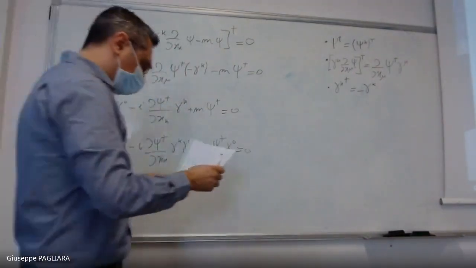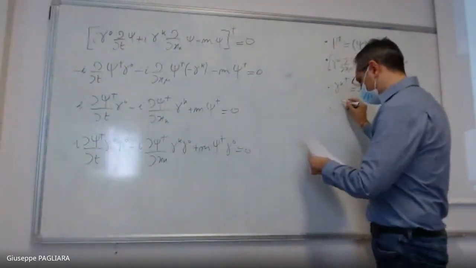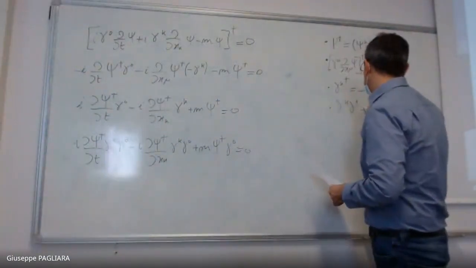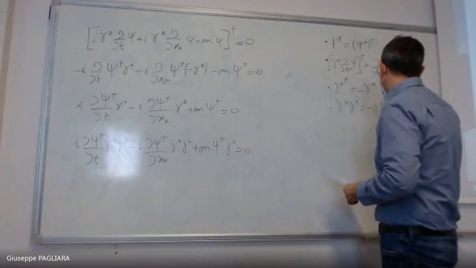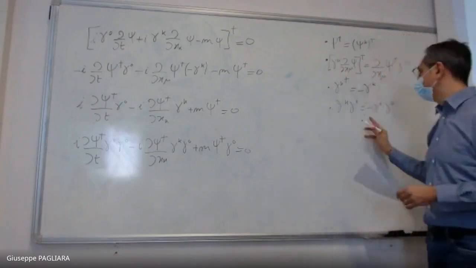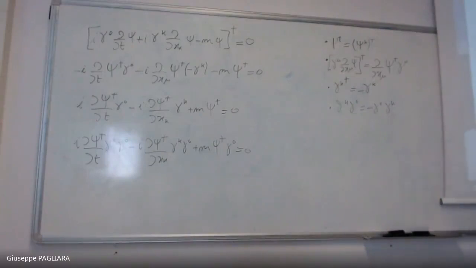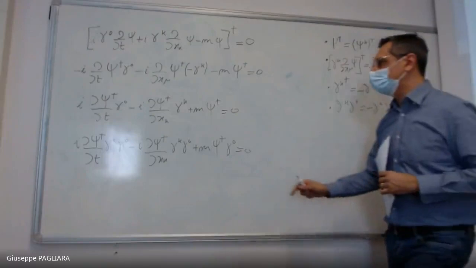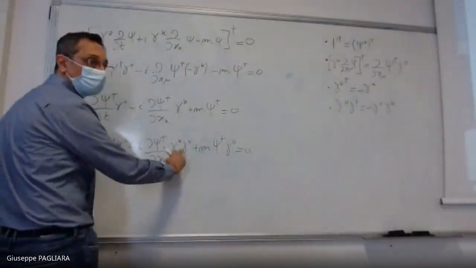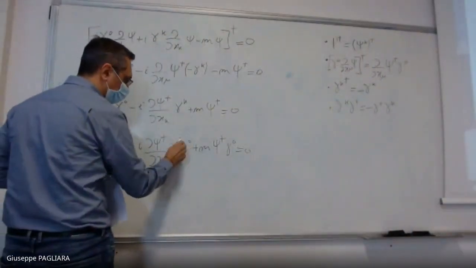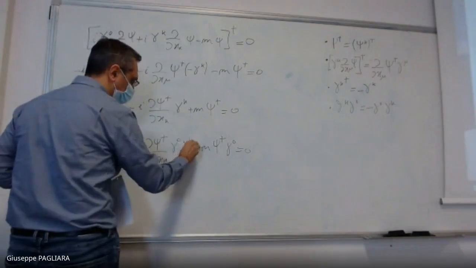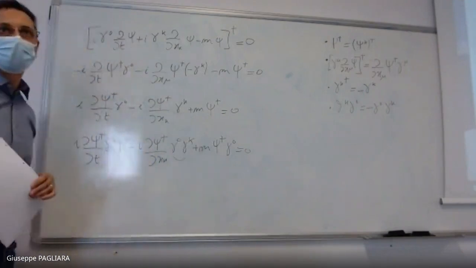And now we make use of the anti-commutation relation that gamma k gamma 0 is equal to minus gamma 0 gamma k. So when you switch the order, you have to change sign here. And so here we recover the plus sign. So we just switch those two here: this becomes a 0, this becomes a k, and this becomes a plus sign.